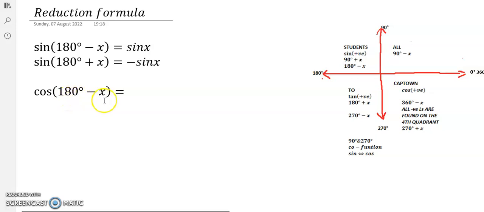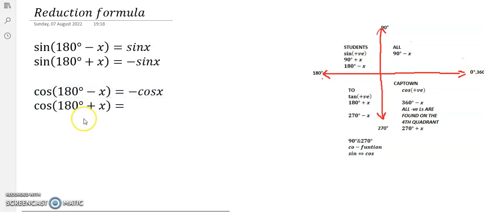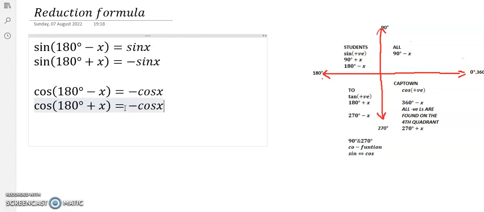180 minus x is on the second quadrant, where cos is negative. Then we're gonna have negative cos of x. 180 plus x is on the third quadrant, then cos is negative. Then we're gonna also have negative cos x.